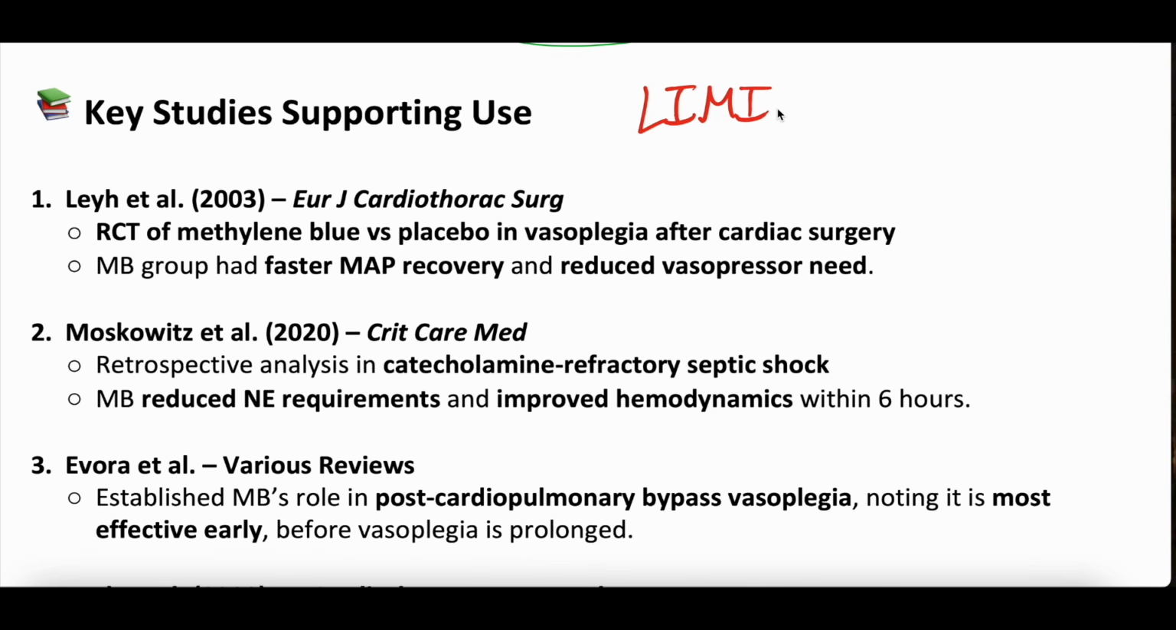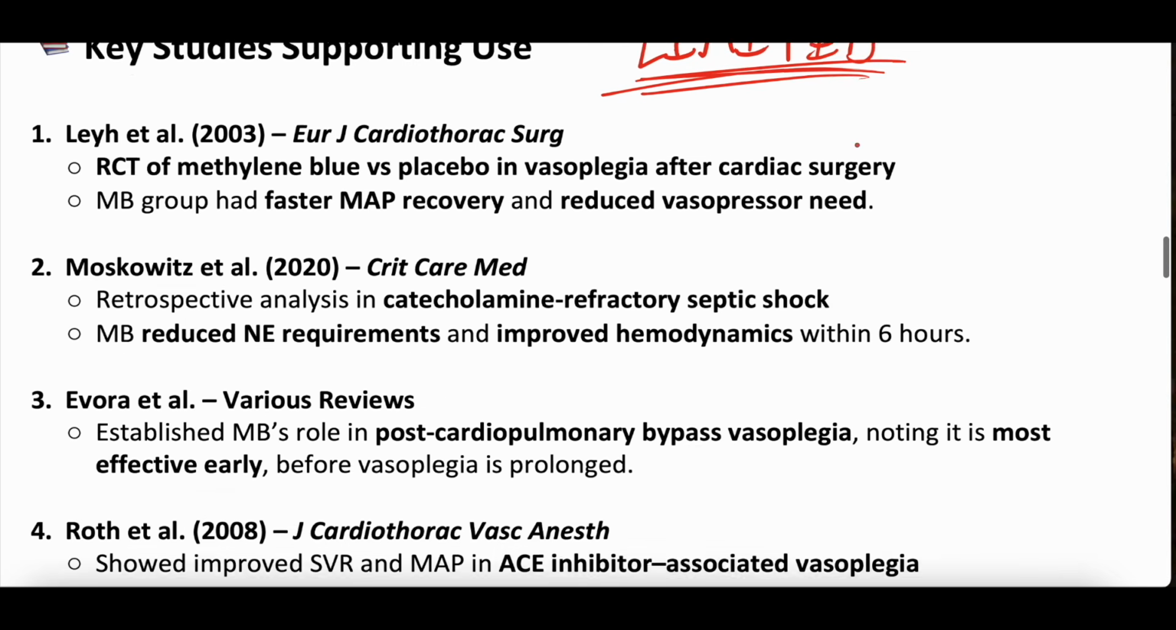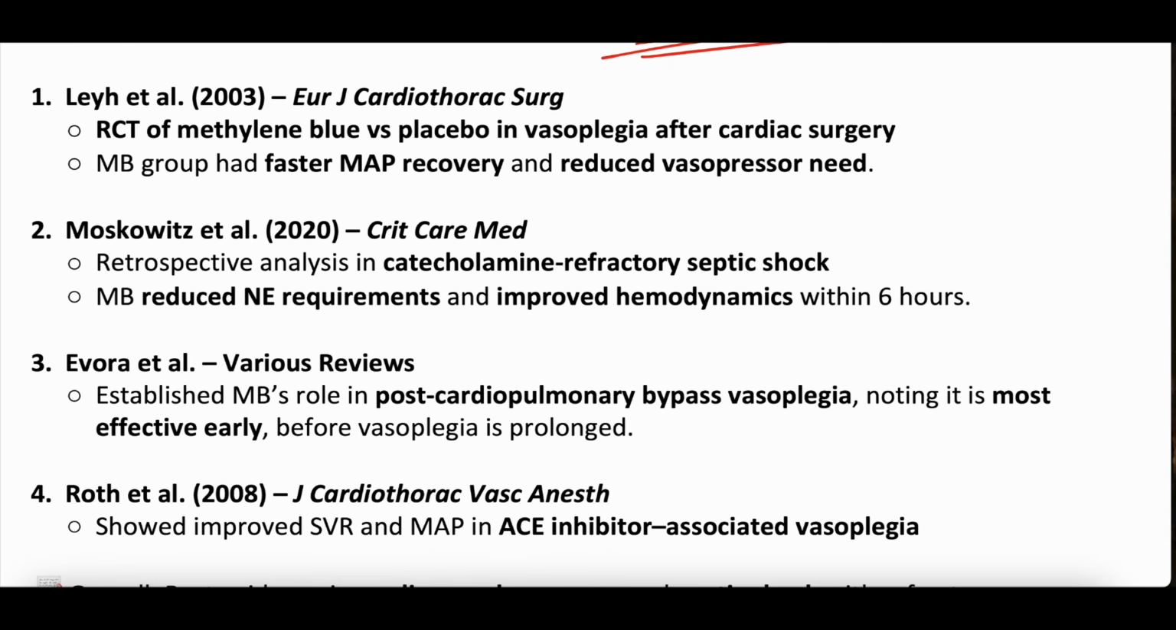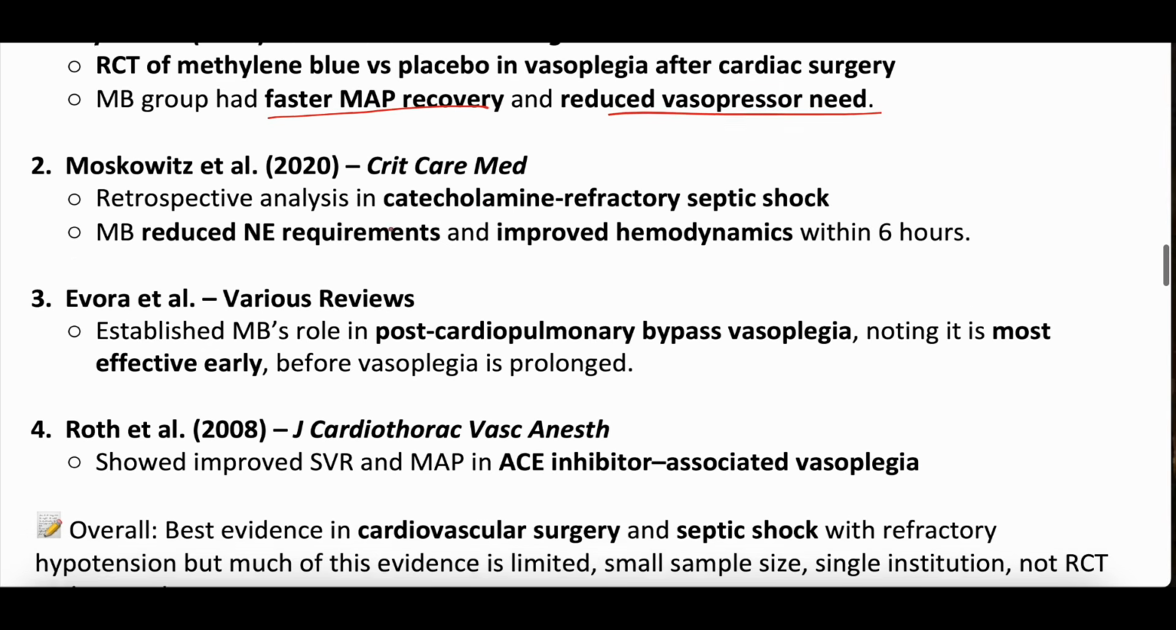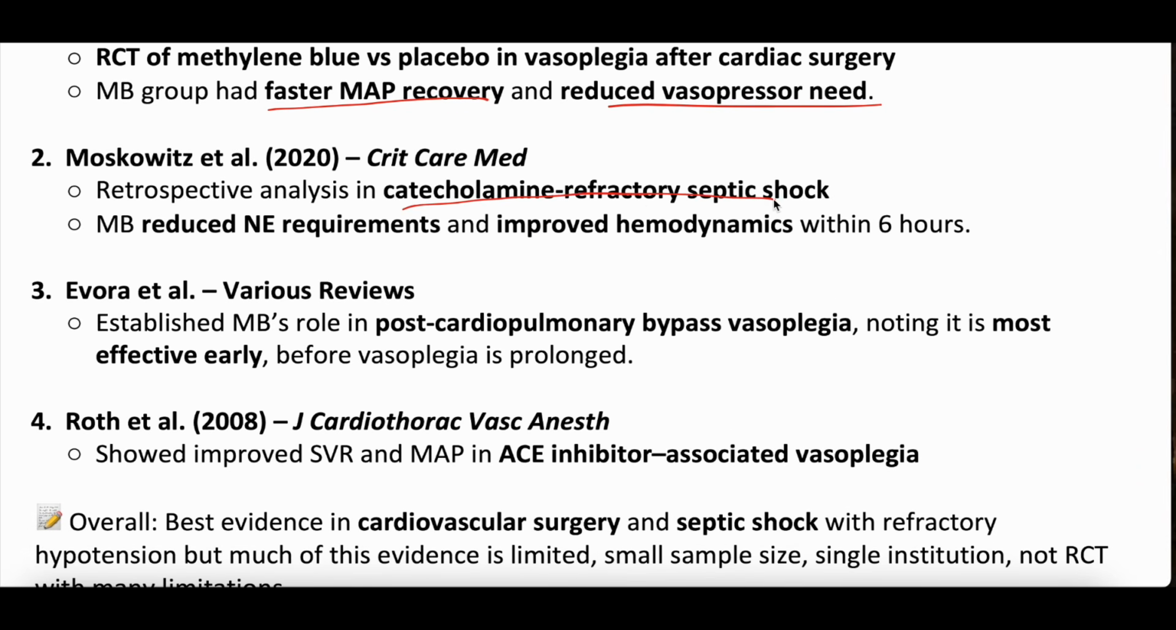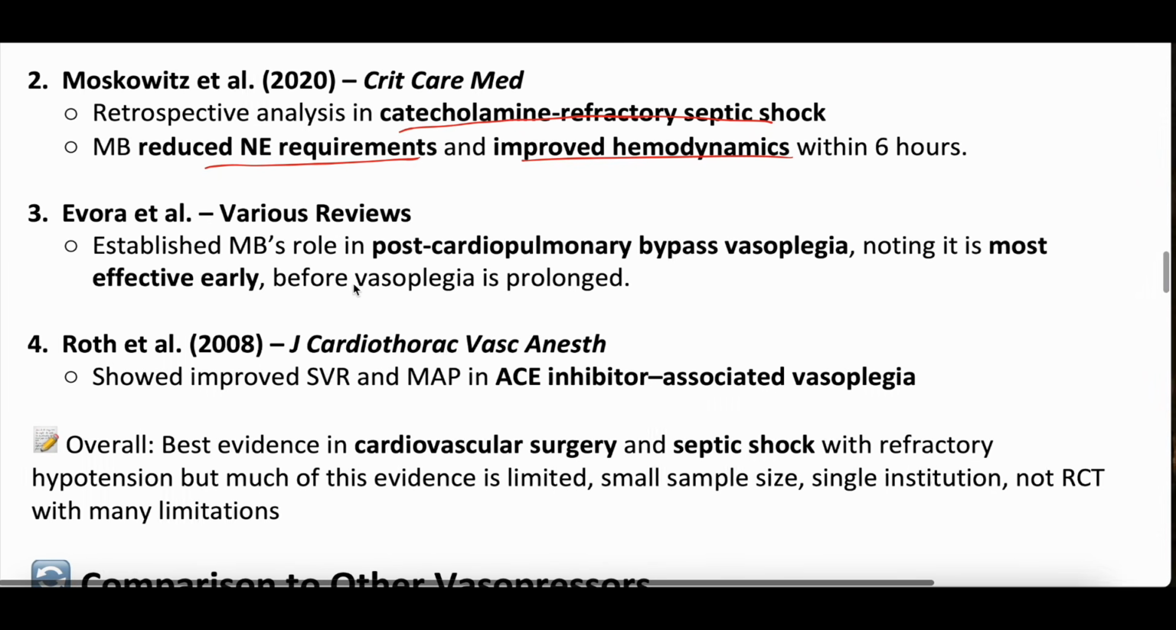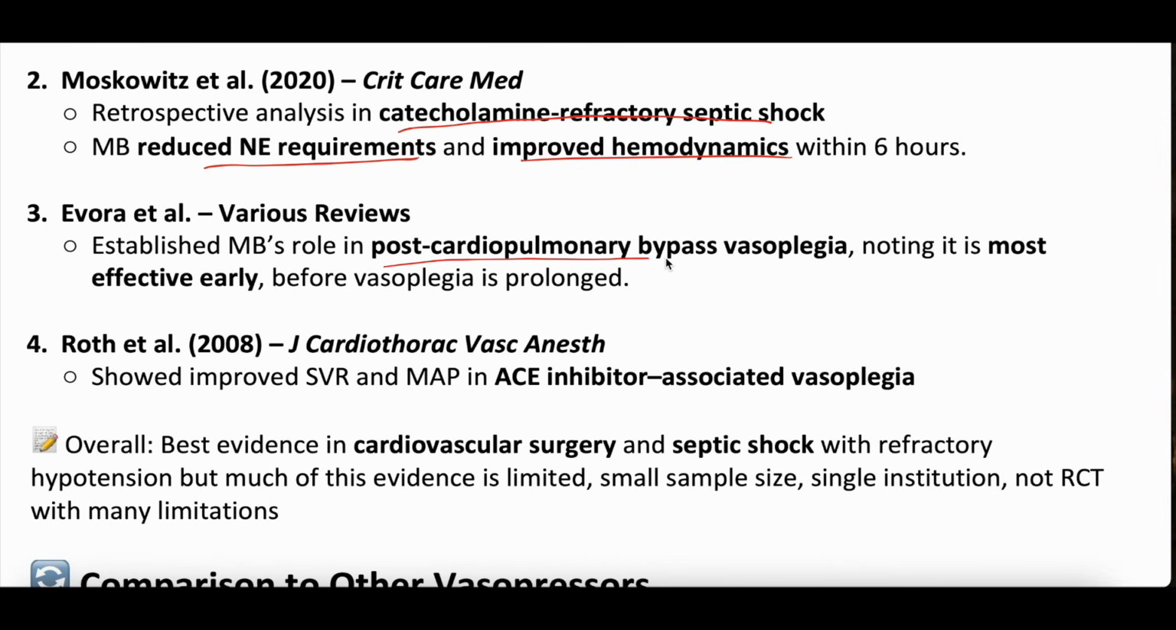The studies on methylene blue, what we first want to say here is all these are very limited. There are no excellent trials to suggest we should be giving methylene blue. There are some smaller trials though, right? And we're not going to go through all these, but just to note, methylene blue versus placebo after cardiac surgery. The methylene blue group had faster MAP recovery and reduced vasopressor needs. There was a Critical Care Medicine study in 2020 that looked at catecholamine refractory septic shock, so those patients on high doses of vasopressors but were still in shock, and they gave methylene blue and it reduced norepinephrine requirements and improved hemodynamics.